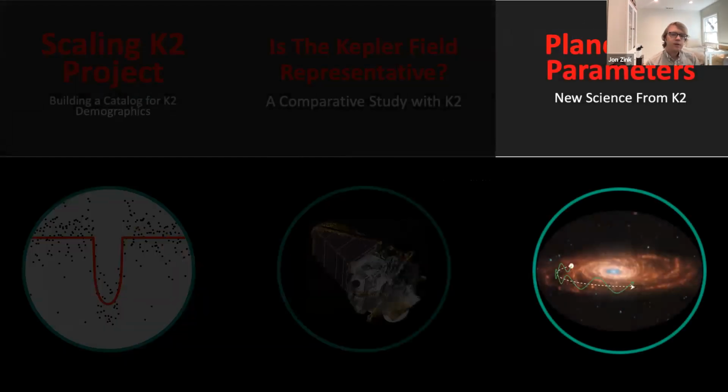So moving forward, we've talked a bunch about K2 and Kepler and how they're the same. I want to start thinking about, well, what's different about K2? What new science can we gain from K2? And so to do that, I want to really dive into this idea of stellar parameters and how they affect planet occurrence.